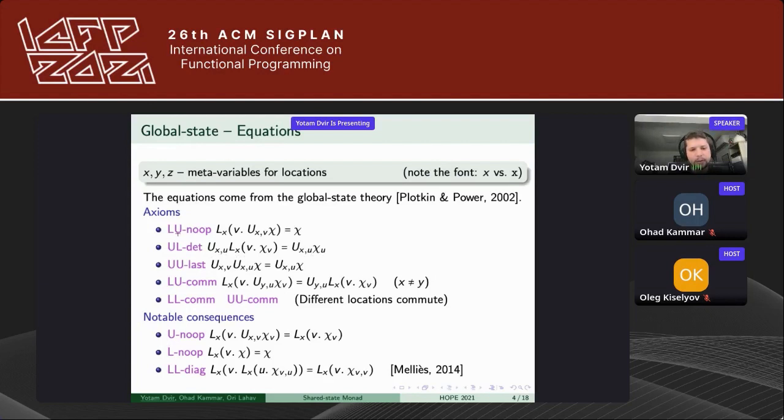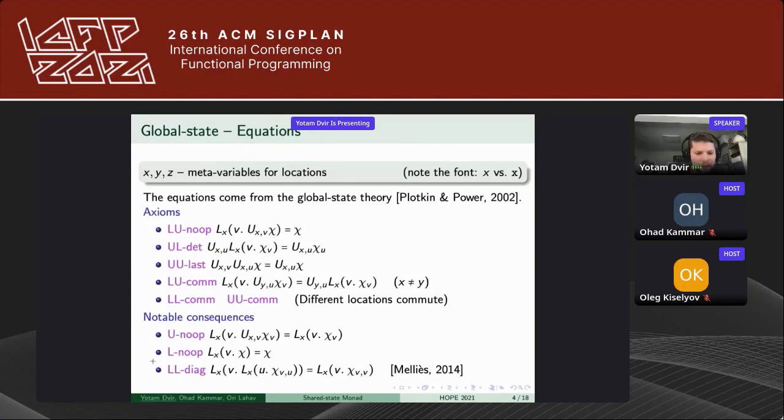There's also LU no op, which says that if I look up X and then update X to the value I just found and continue independently of what I looked up, then I can just continue without the lookup and update. The other equations have to do with interactions between locations; there is essentially no interaction between different locations. If I look up X and then update Y, I could just update Y and then look up X, if X and Y are different. And we list a few notable consequences here, which help us find normal forms for these algebraic terms in the theory.